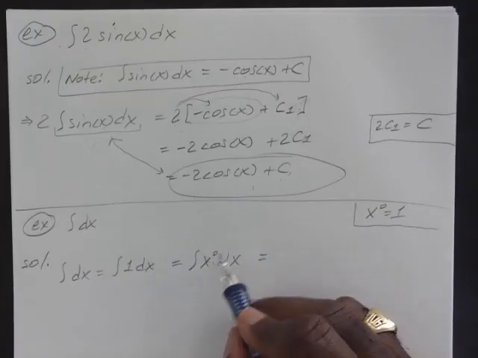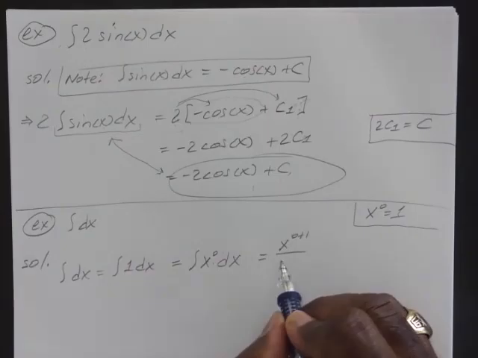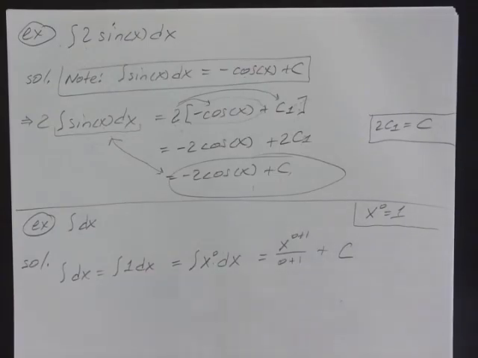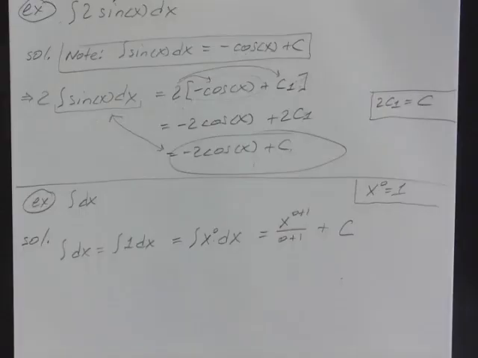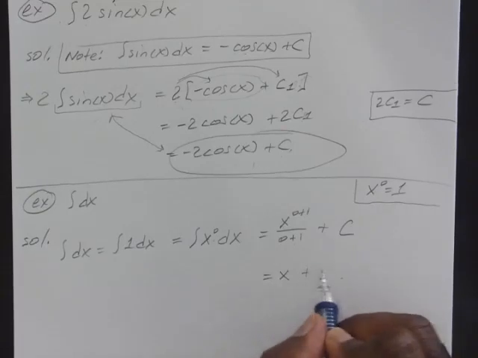Okay, so we know that that's equal to x to the power of 0 plus 1 divided by 0 plus 1, plus c. So that just gives us x to the first power divided by 1, which is just x. So x plus c.